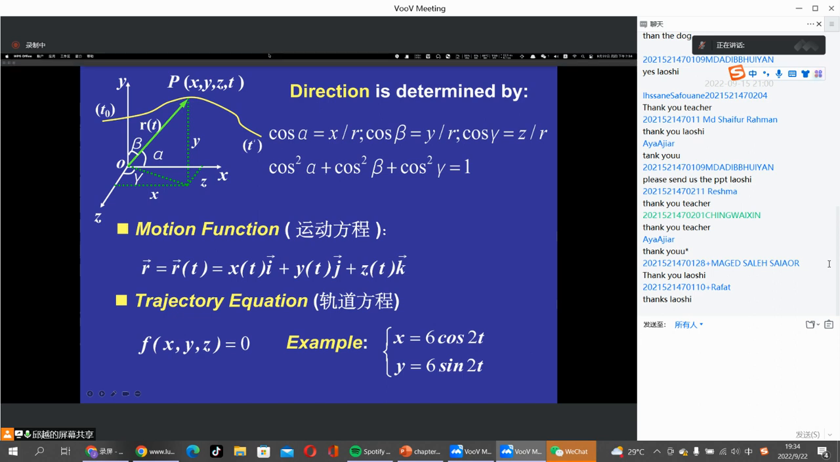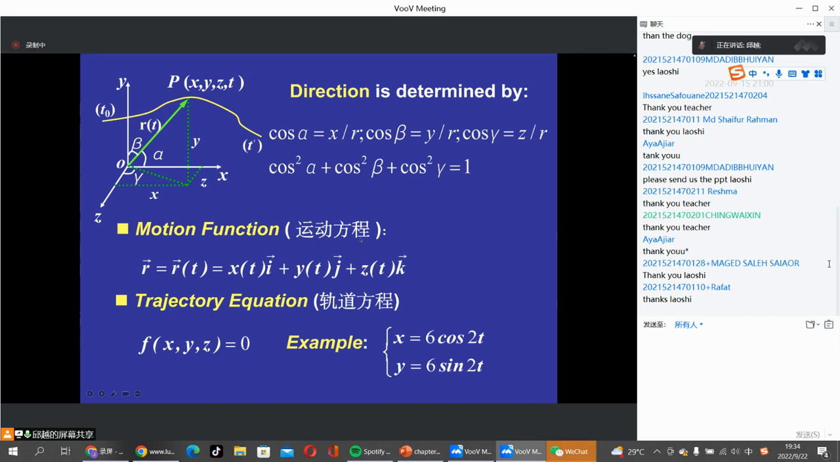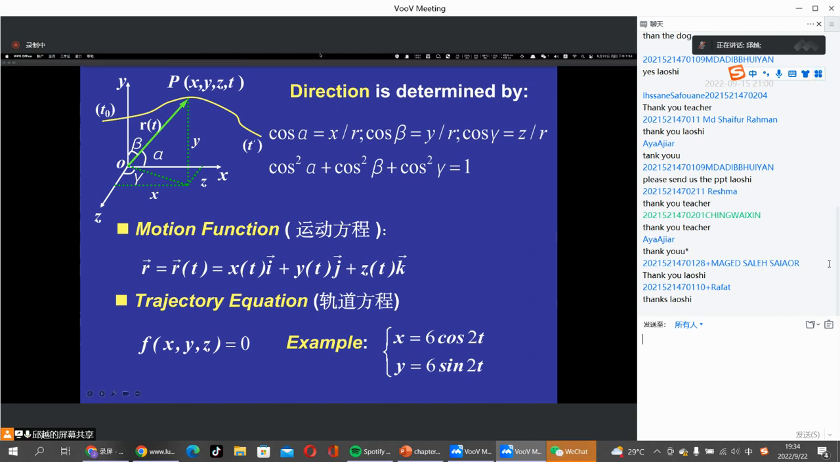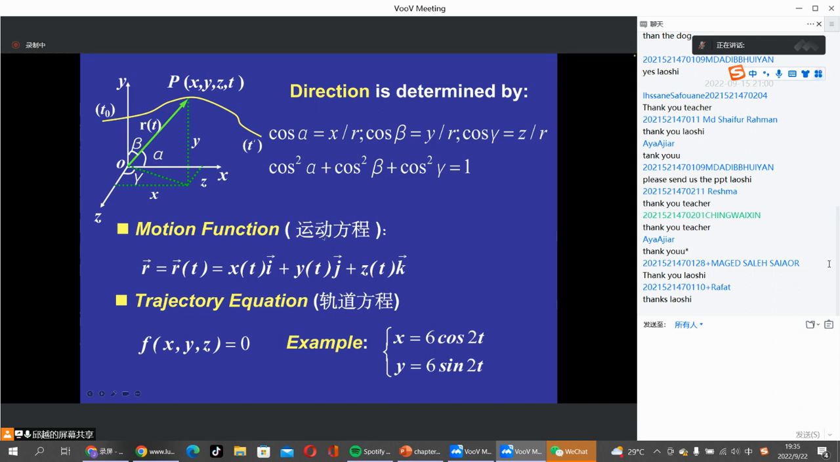Okay, I will give you 1 minute to type your answer in the chat box. What is the trajectory equation for this motion? x equals 6 cosine 2t, y equals 6 sine 2t.